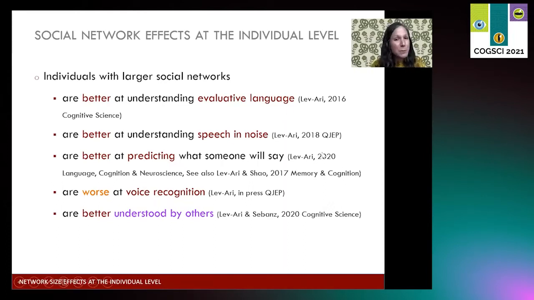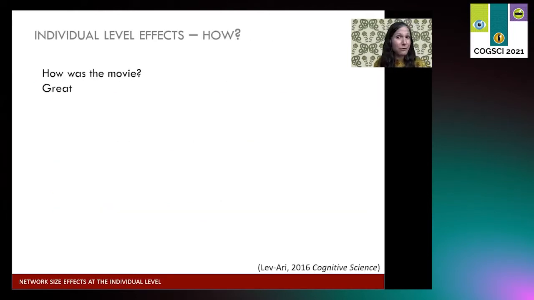And even though for the most part, it seems that having a larger social network really leads to better linguistic skills, I actually have a recent study where I find that sometimes having a larger social network actually leads to poorer performance, for example, in the case of voice recognition, and probably because those with larger social networks are actually not as good at different tasks that require learning speaker-specific information rather than being able to generalize from one person to another.